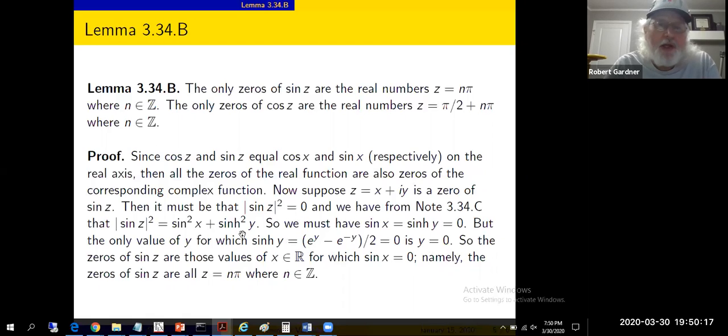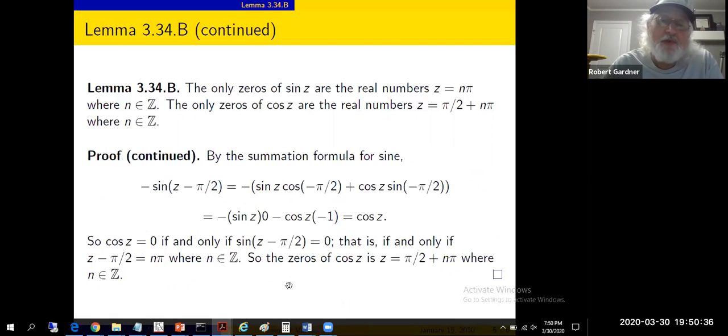So the only time we're getting 0 out is when y is 0. That's when the input x plus iy was actually real, and we're back to only those real zeros. The only time sine z equals 0 is when sine x equals 0. And that occurs when the input for a sine function is integer multiples of pi.